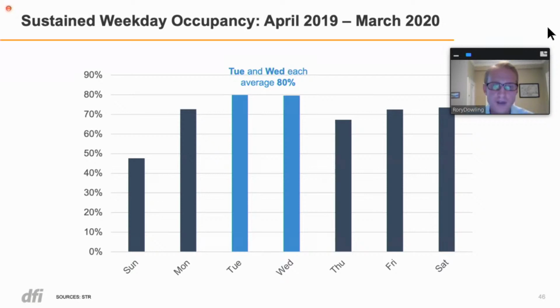So what that means is that you've got quite a bit of corporate demand. People traveling along 85, other businesses booking rooms throughout the area. So again, very healthy weekday occupancy is a very strong indicator of a healthy market.